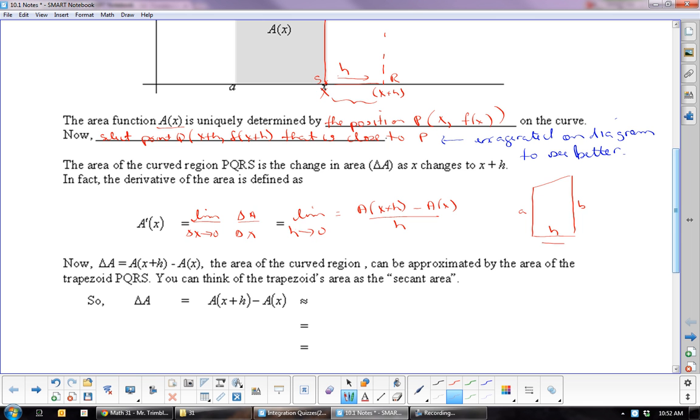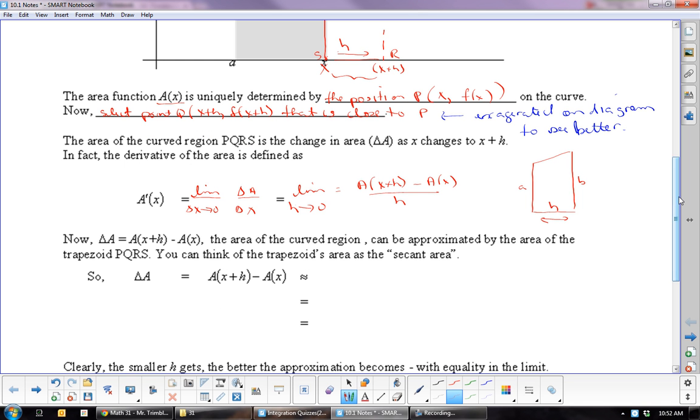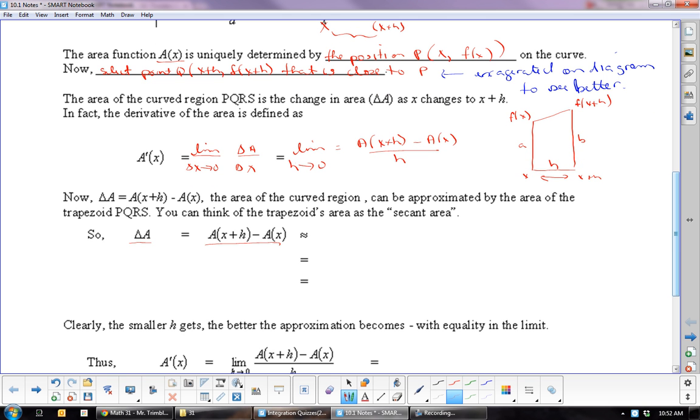So this, remember, is h, right? And this was f of x, and this is f of x plus h. And this would have been x and x plus h. Now, delta A is the change in that trapezoid. Okay? So delta A is approximately the area of the trapezoid PQRS.